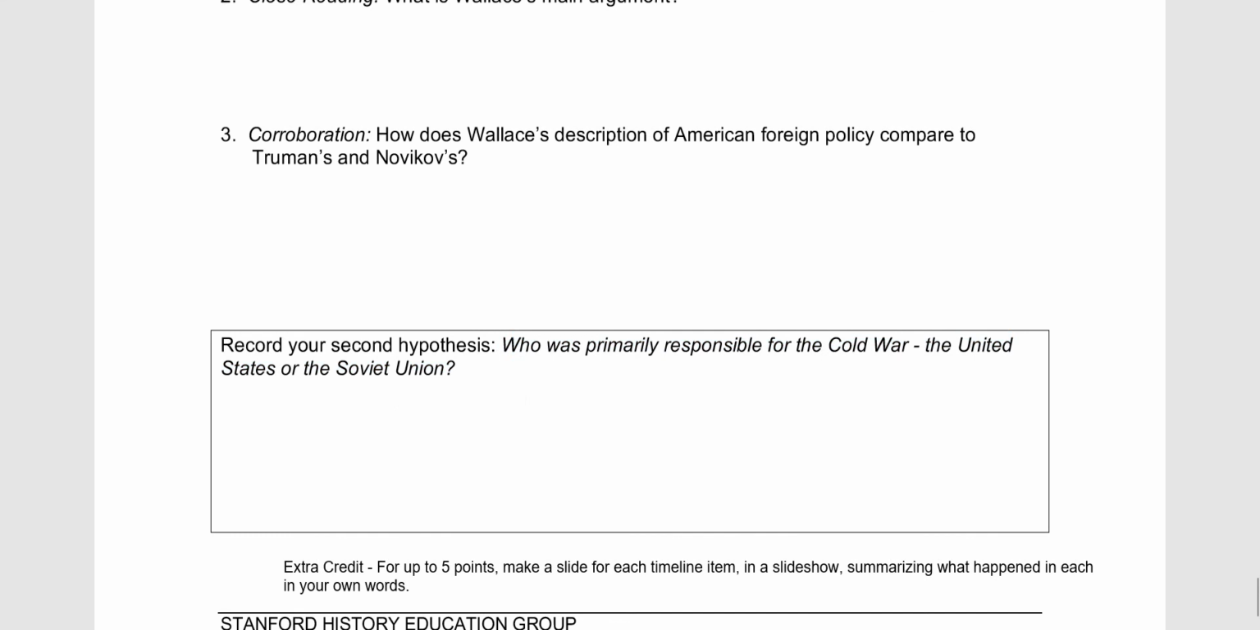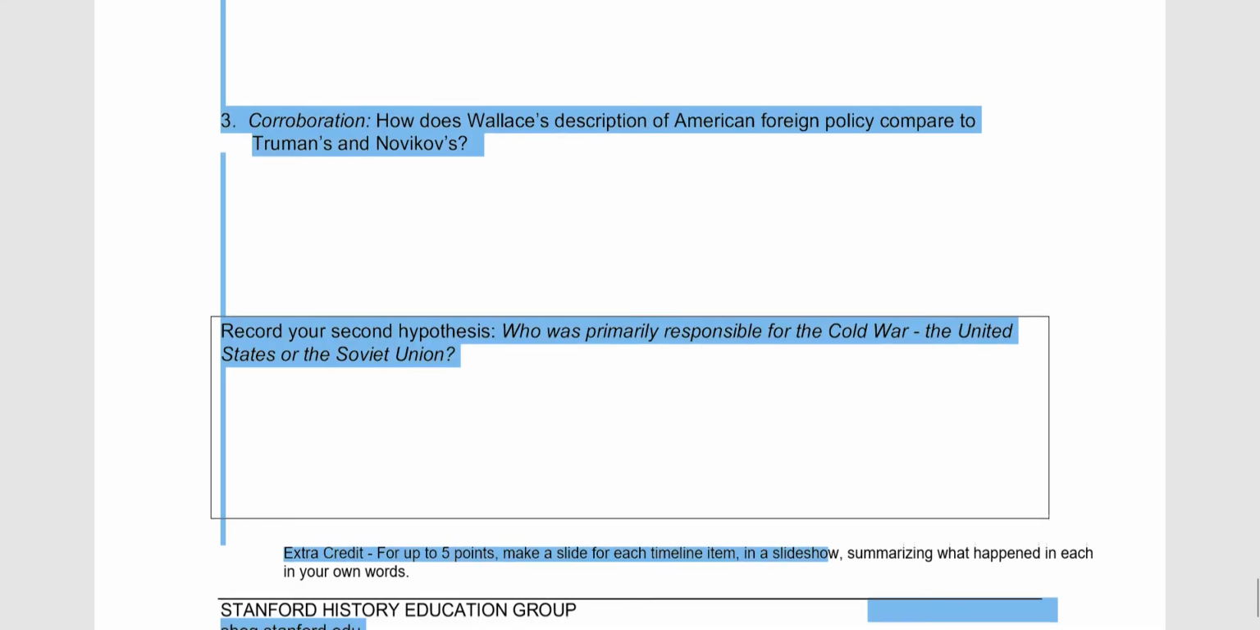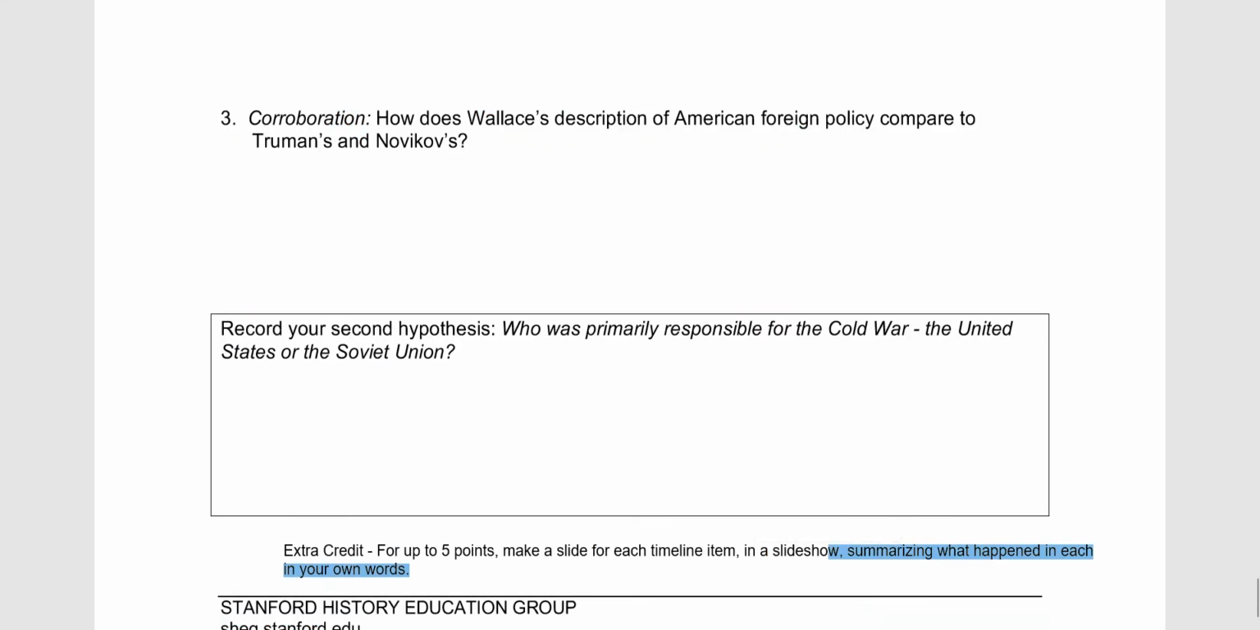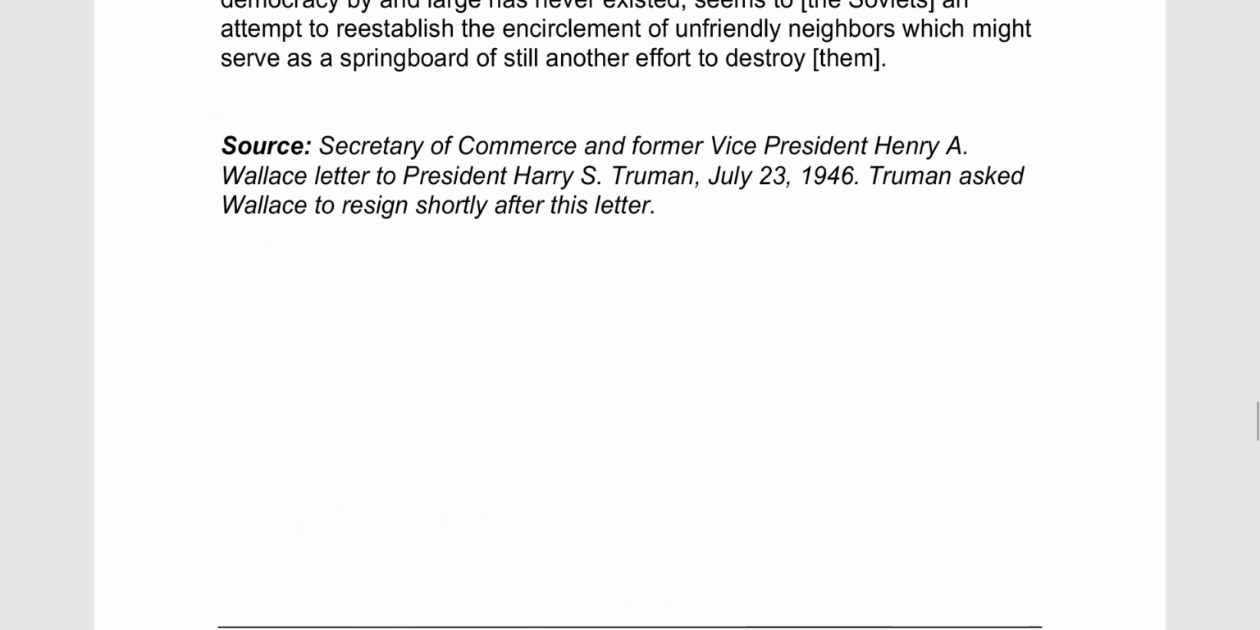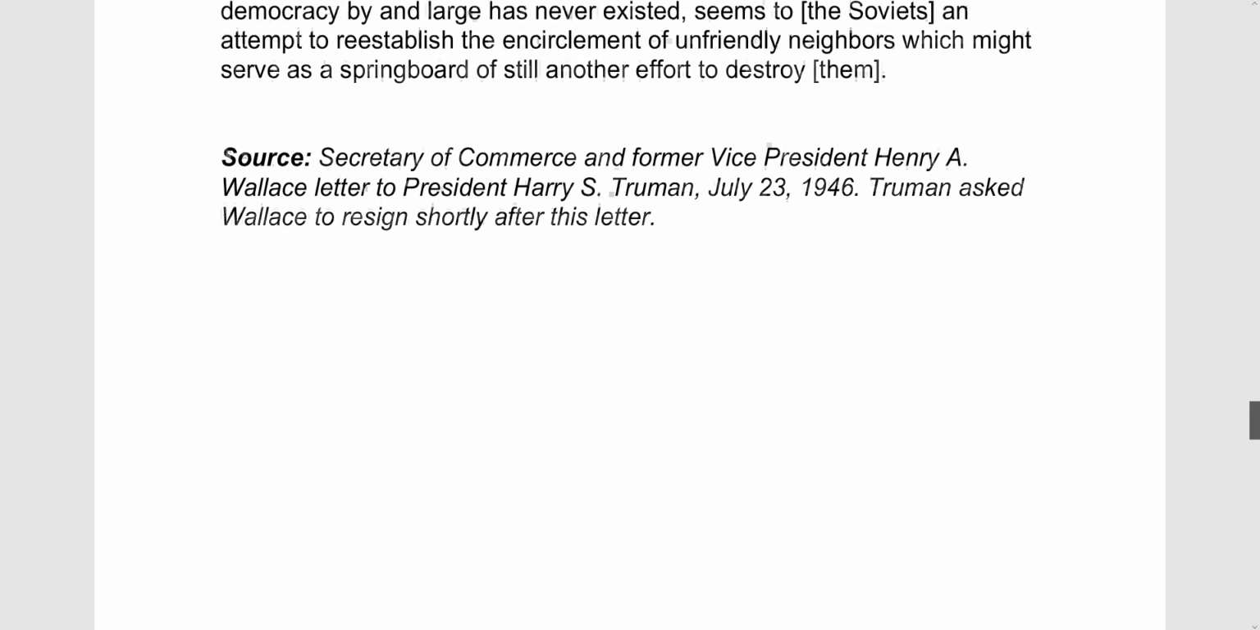And if you'd like up to 5 points of extra credit, and again, this is assuming that all these will be graded. If they are not graded, then I would like you to complete this just to advance your skill and understanding of the topic. For up to 5 points, make a slide for each timeline item, up to 5 items in the timeline in document A. Summarize what happened in each in your own words, not copied and pasted. And that is going to put a wrap on week 1.